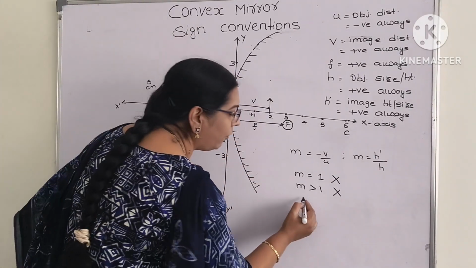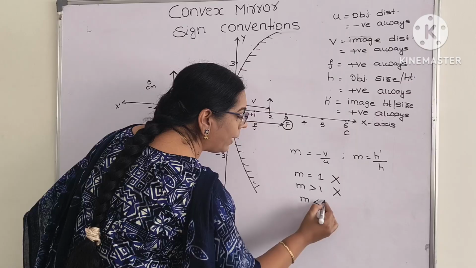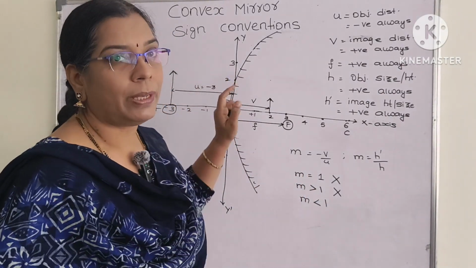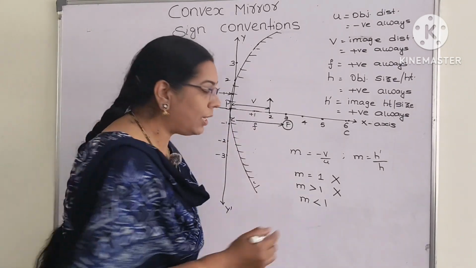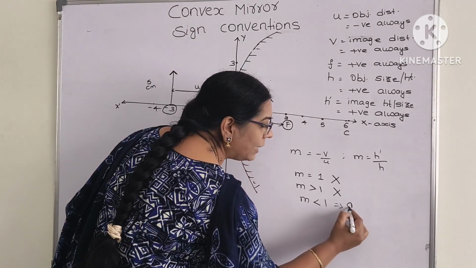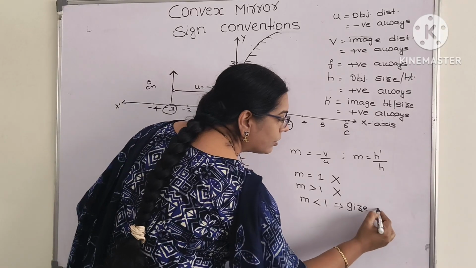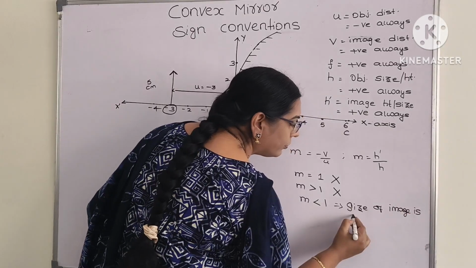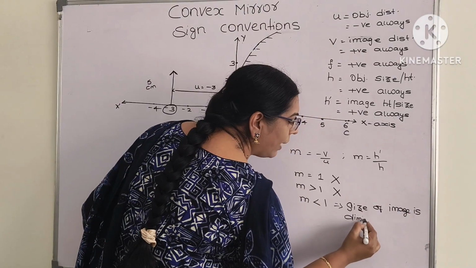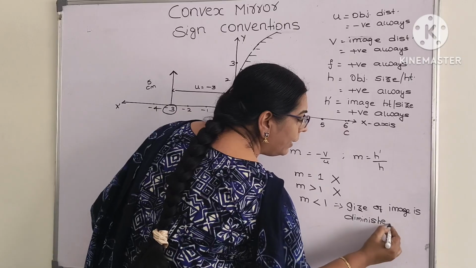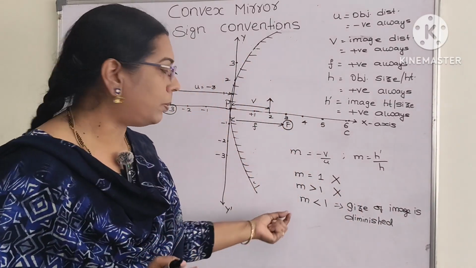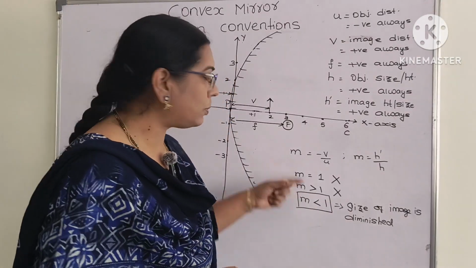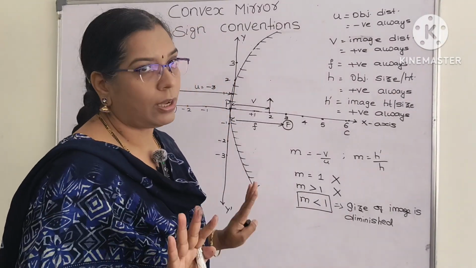Then what kind is possible for magnification? You will always have a magnification value less than 1 for a convex mirror. What do you mean by magnification less than 1? It means the size of the image is diminished. You will get the value of m only in decimals. Such a case is possible. So only this case is possible for a convex mirror. The other two values are not applicable.